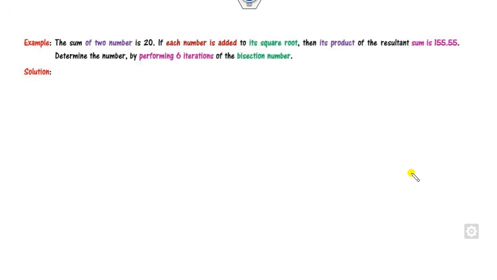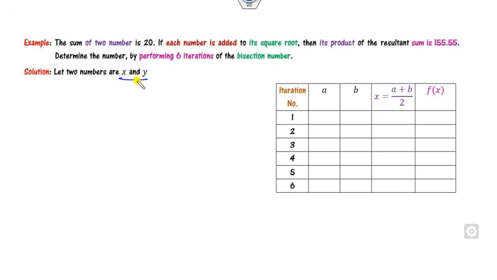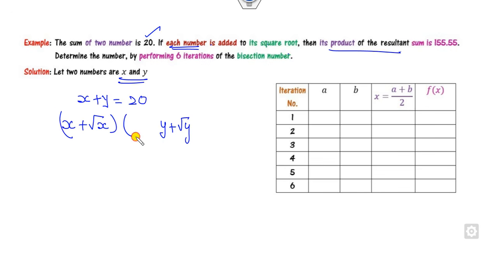Look at one more example. So what is given to you? The sum of two numbers is 20. So let the two numbers be x and y. So what is given to you? x plus y is 20. Fine. If each number is added to the square root of this number, then the product of them is 155.55. So these are my two equations given to you.